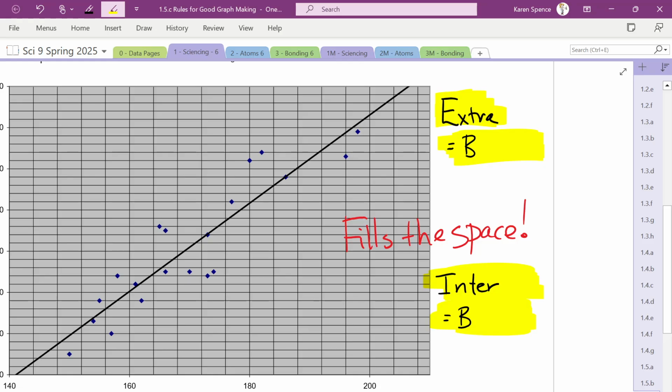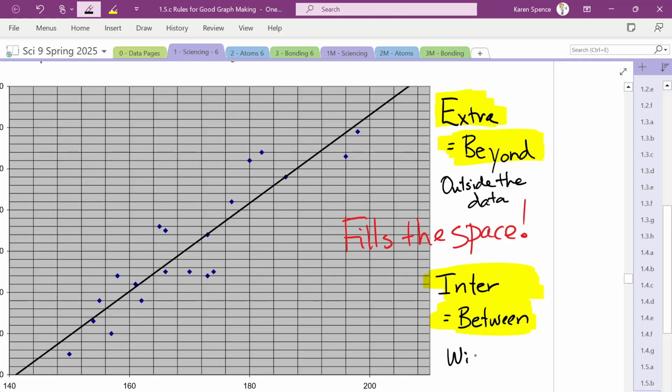Anyone remember what extra means? Yeah. Extra means outside the data. In other words, beyond the data. Inter doesn't mean beyond, it means between. Within the data.